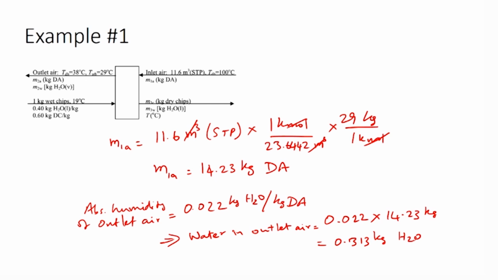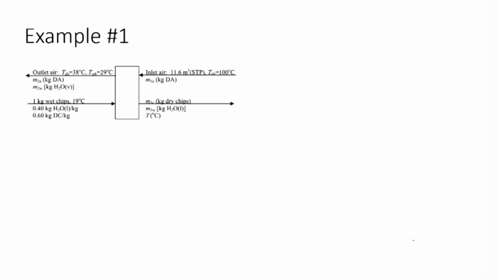We know that 40% of the mass of the wet chips coming in was water. Using that, we know 400 grams or 0.4 kilograms of water is entering into the system, of which 0.313 is leaving with the outlet air.